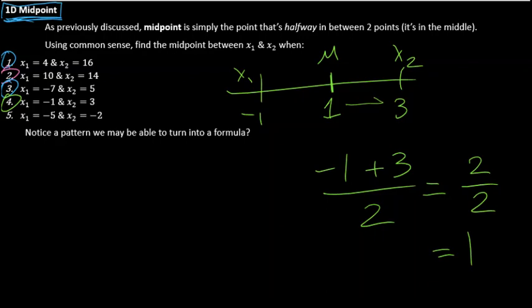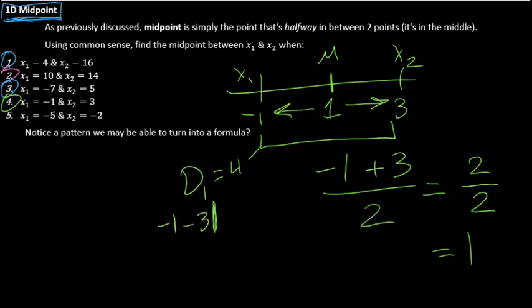Common sense says it should be the same distance from the midpoint to the end and from the midpoint to the beginning, right? So how far is negative 1 from positive 3? Our distance there in one dimension would be 4. Negative 1 minus 3's absolute value, that would be the absolute value of negative 4, which is just 4. So I've got to go 2 back that way or 2 back this way. And we know that that's the case.